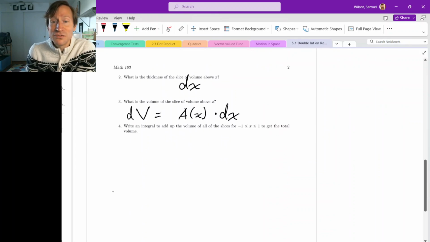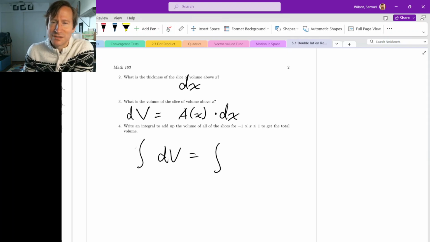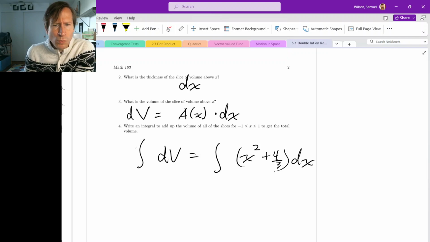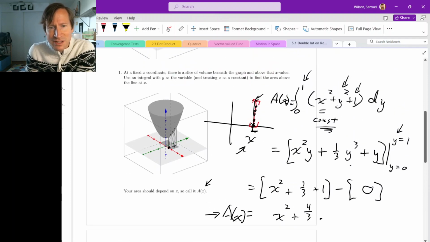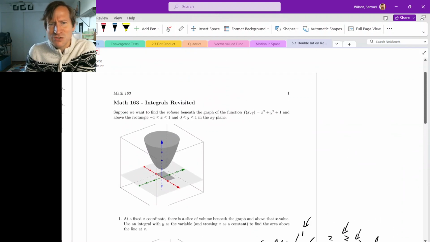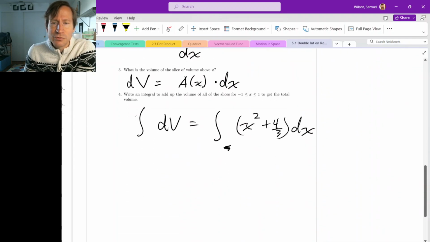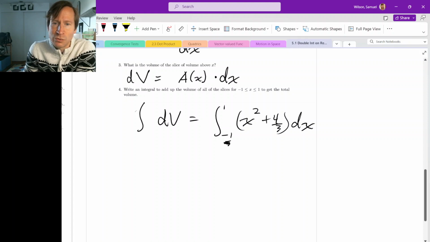So to add up all the bits of volume to get the total volume, we just need to integrate dV. So we're going to integrate our area function, which was x squared plus 4/3, dx. And then we need to write down what x coordinates give us little slices of volume. The most leftward slice is over here, the most rightward slice is over there, and those bounds, if we look up at the top, were from -1 to 1. So we can integrate this from -1 to 1.